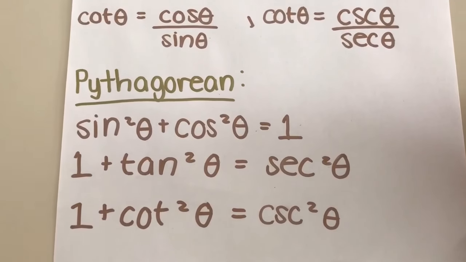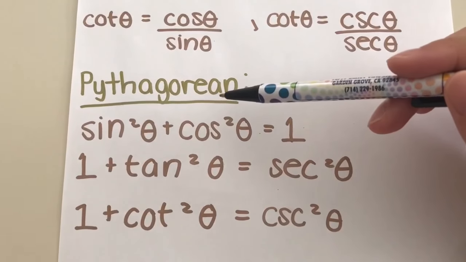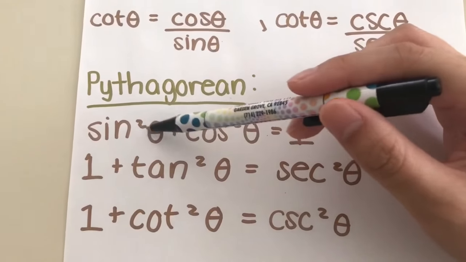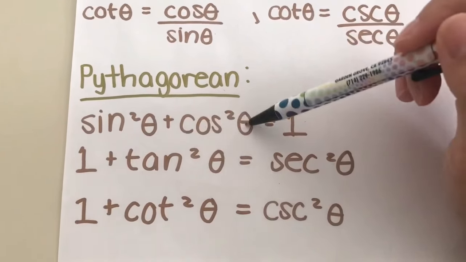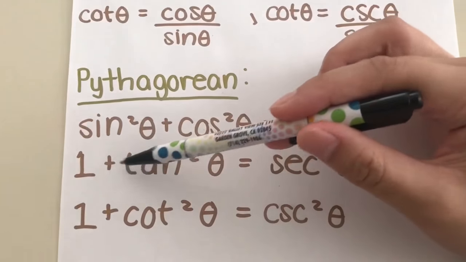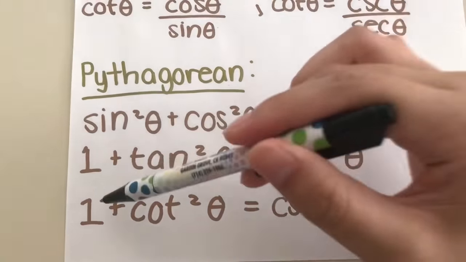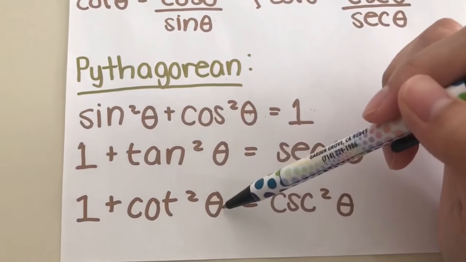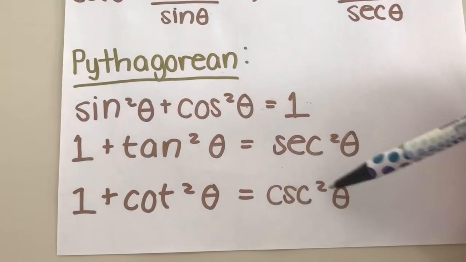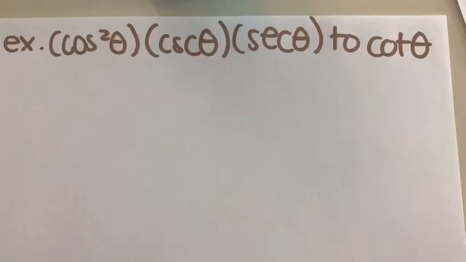And lastly, we have the Pythagorean identities. In this list, we see that sine squared of theta plus cosine squared of theta equals 1, 1 plus tangent squared of theta equals secant squared of theta, and 1 plus cotangent squared of theta equals cosecant squared of theta. There are a lot of other identities, but for the examples in this video, we're going to be using the reciprocal, quotient, and Pythagorean identities I listed.